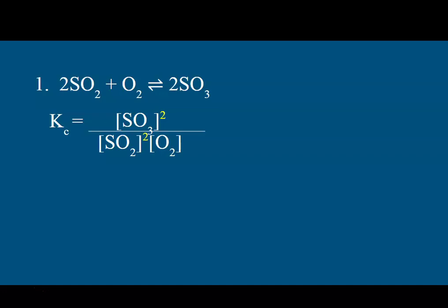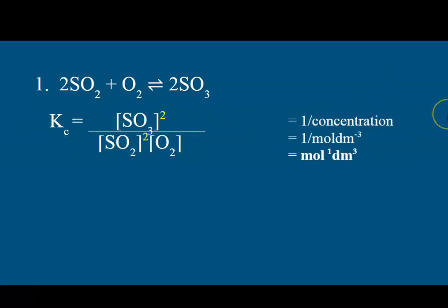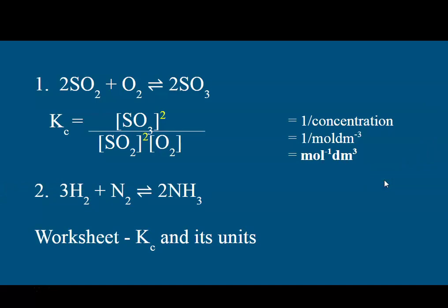How do I get moles per decimeter cubed times moles per decimeter cubed is moles squared dm to the minus 6. So that's why it is 1 over. Yes. So you've effectively got 1 over concentration, which is moles to the minus 1, dm to the 3. Is the unit always the same? No, I've already said the units vary. Okay. So, you could try this one yourself and see what the units are.